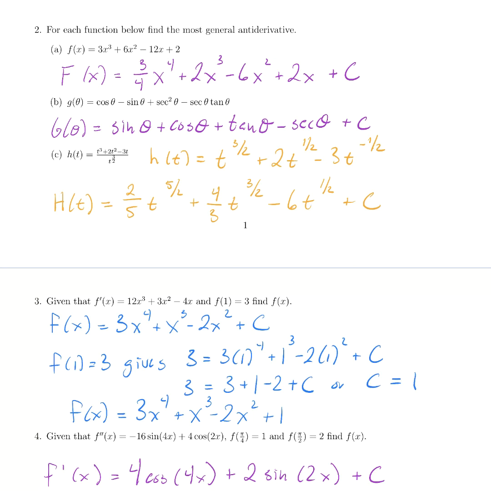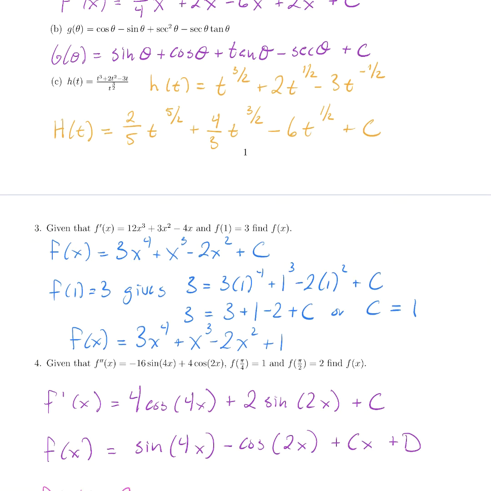Okay, h of t has some fractional exponents, and this is similar to one of the examples in the introduction where we want to rewrite this thing so that we can use the power rule. So the first step here is just to rewrite h, not having taken an antiderivative. That's right here. And then go ahead and take the antiderivative. So t to the 3 halves is t to the 5 halves, 2/5 t to the 5 halves is the antiderivative. For t to the 1 half, 2t to the 1 half has antiderivative 4/3 t to the 3 halves. We get minus 6t to the 1 half plus a constant.